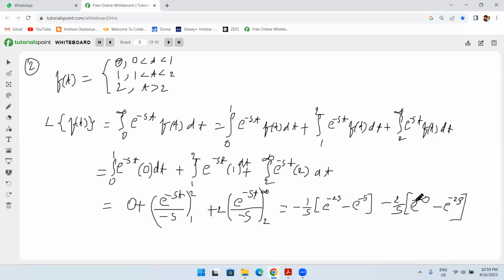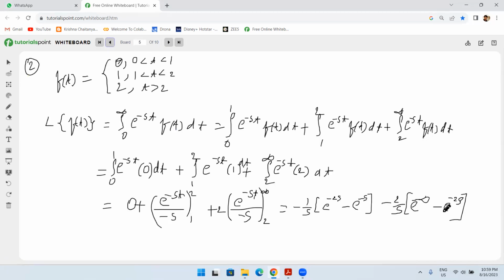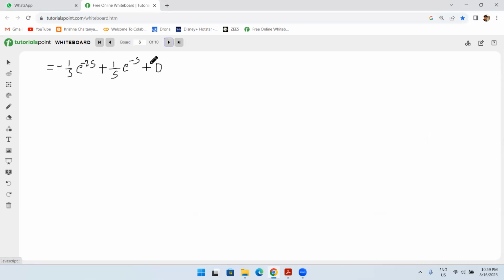Next, e power minus infinity is 0, so that term is completely 0. So the last, fourth term is minus into minus plus 2 by s into e power minus 2s. We can join these two e power minus 2s terms: 2 by s minus 1 by s is nothing but 1 by s. So 1 by s e power minus 2s plus 1 by s e power minus s.